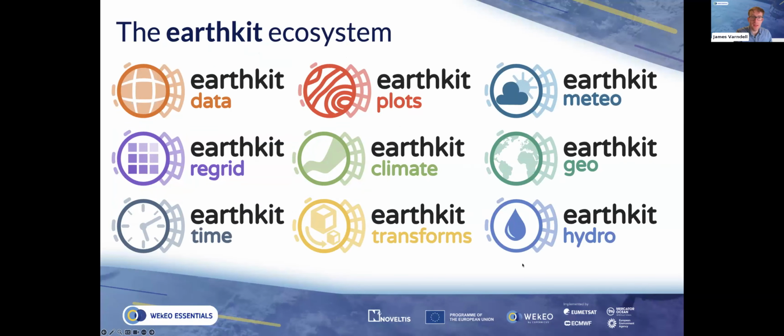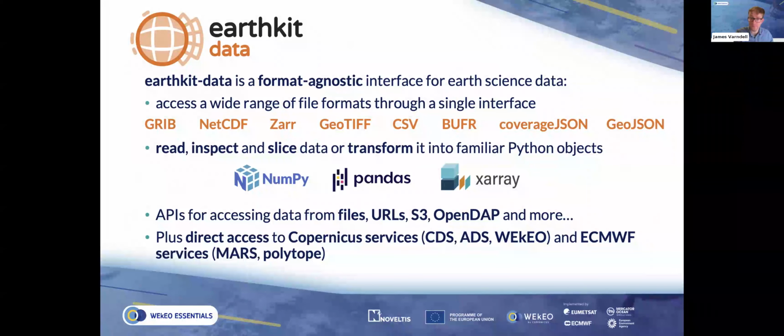So to introduce you to the ecosystem, this is where we are at the moment with some of the different Earthkit modules. Earthkit is a completely modular software. Each of these is a separate Python module, which you can download on its own or as a whole package together. So we have things like Earthkit Data.